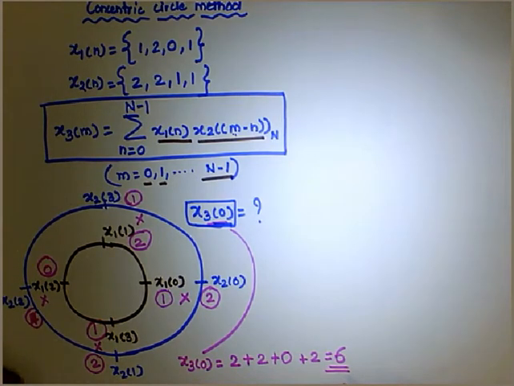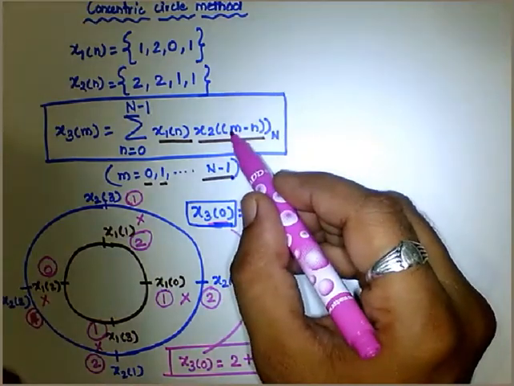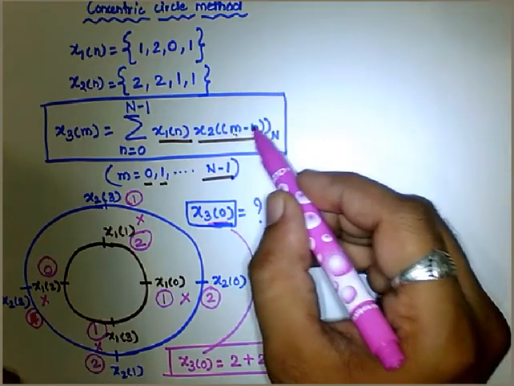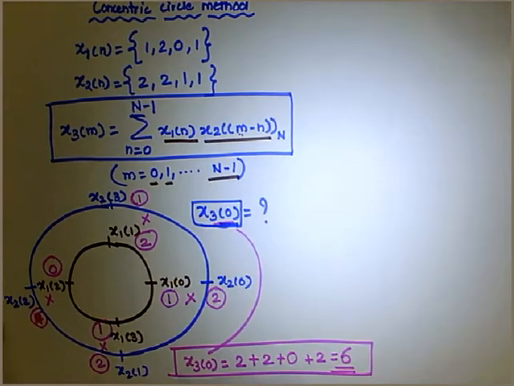Similarly, if we want to go for the x3 of 1 calculation, for x3 of 1, this value will be nothing but x2 of 1 minus n. It means x2 is simply delayed by a value 1.